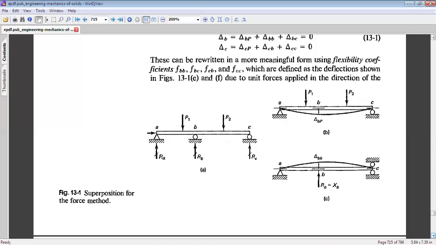After this, we argue that delta triangle BP plus triangle BB should be equal to 0. This we do because, as we see in figure A, there can be no deflection at point B. So triangle BP plus triangle BB should be equal to 0. And from this relation, we can find out the reaction RB.